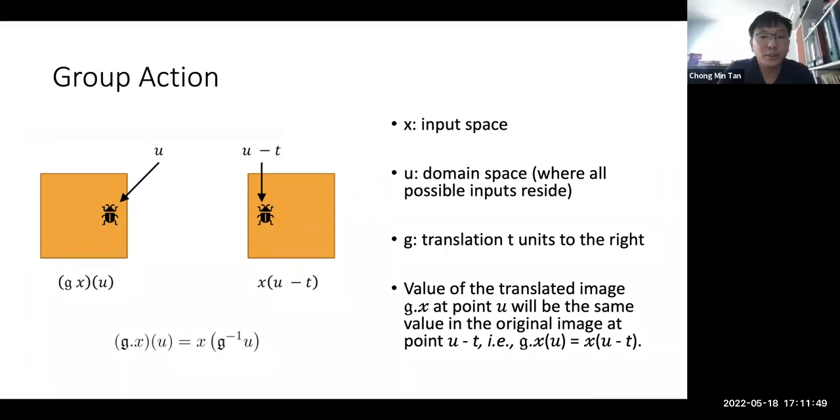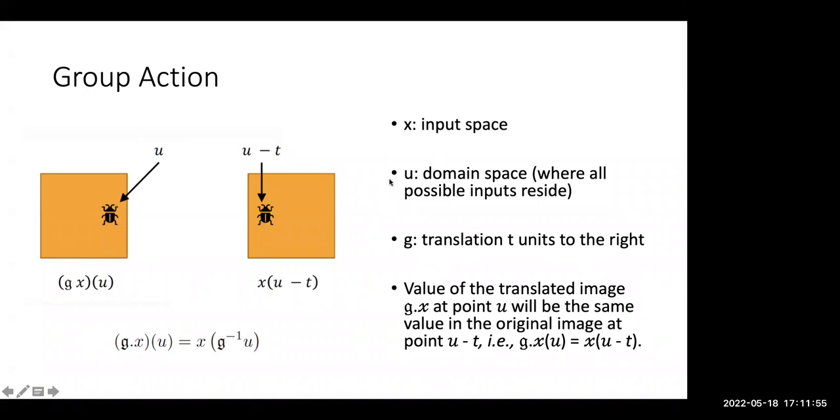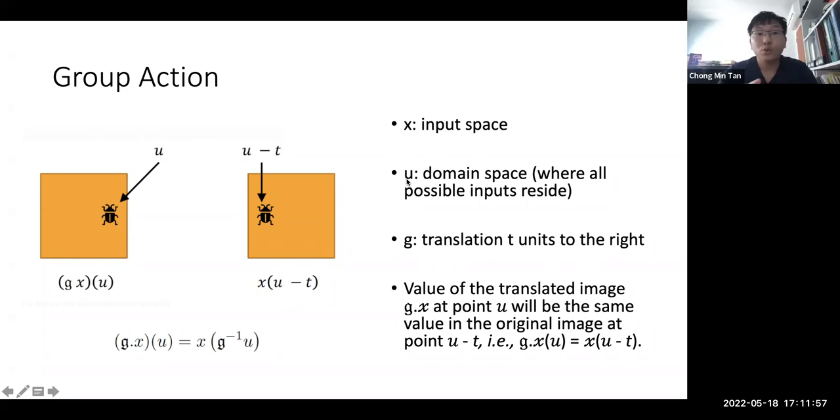X is your pixel space, the pixel space for this beetle and the orange color pixels. And U is basically the entire universe of all pixels. So in U, you can also apply transformations, and that will affect how you view your image X.